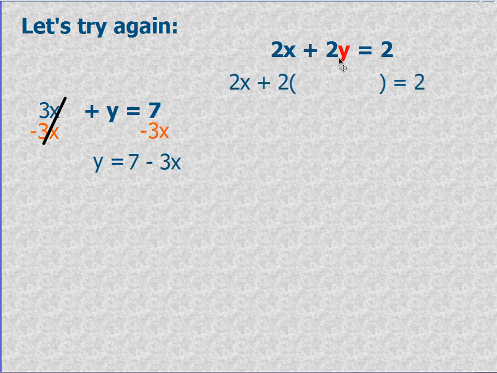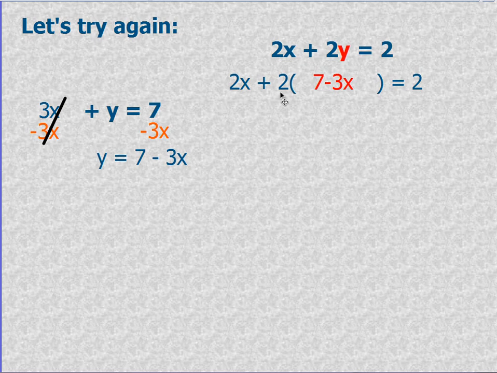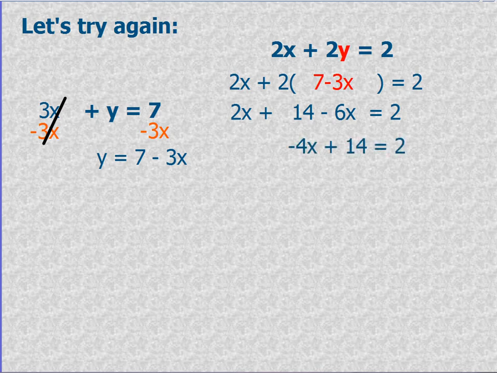I'm going to remove y from my original equation and replace it with 7 minus 3x. Then we can use our mad equation solving skills to solve this equation for x. First doing the distribution, combining like terms, subtracting our constant from both sides, and dividing both sides by our coefficient. I end up with x equals 3.